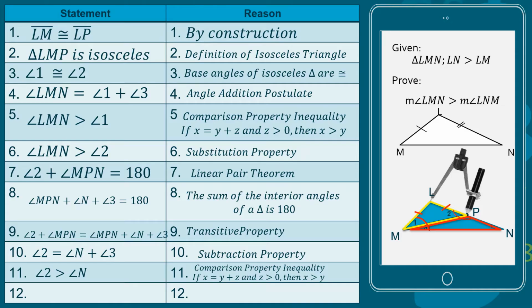And for the last statement that we have, we are going to use statement number 6 and number 11. If the measure of angle LMN is greater than the measure of angle 2, and the measure of angle 2 is greater than the measure of angle N, what can you conclude? Correct. Angle LMN is now greater than angle N, and that is by transitive property.